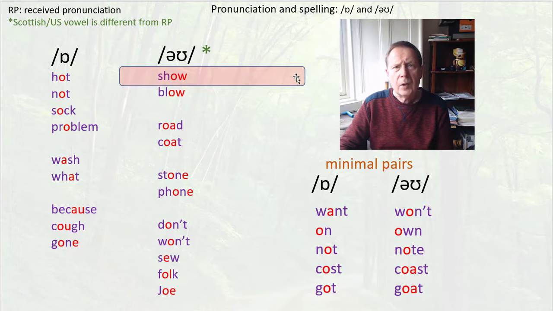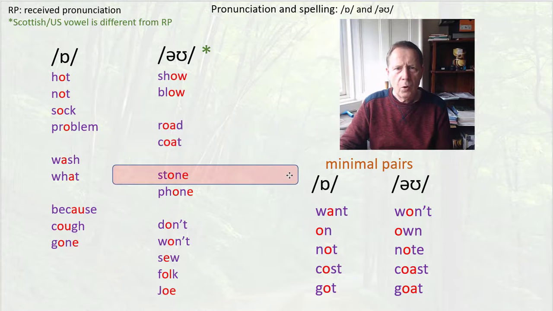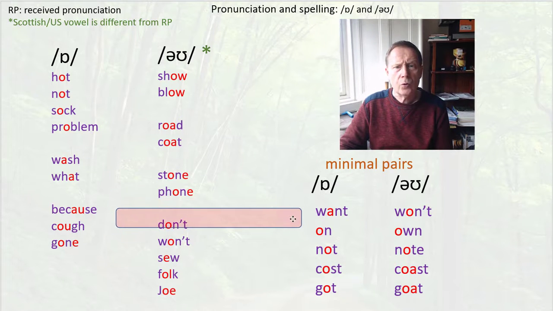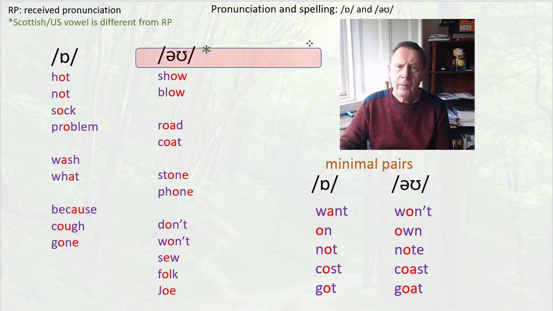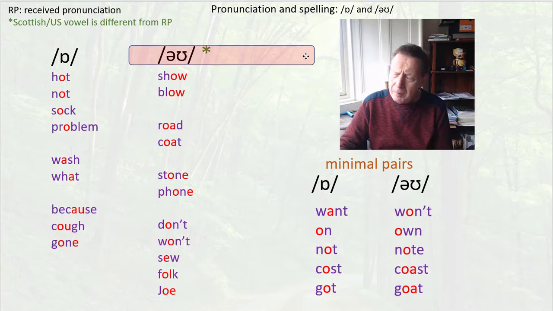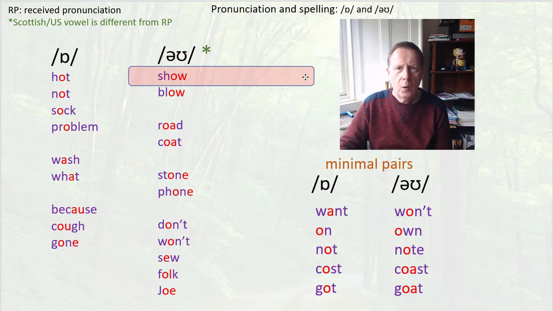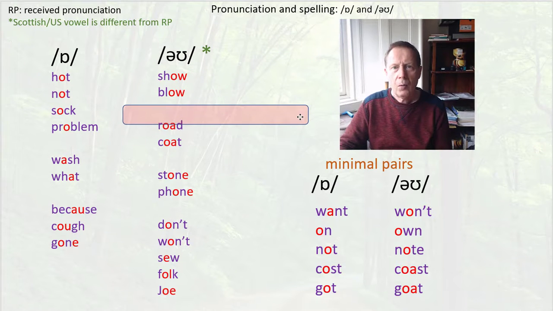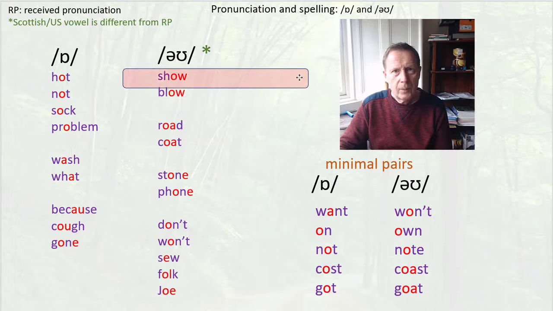And all of these words, show, blow, road, coat, stone, phone, don't, won't, so, folk, Joe. So all of these words for Scottish people and many American people and Irish, the pronunciation is O. But the received pronunciation in a British English dictionary would be O, as in show, blow, road, coat, stone, phone, etc.